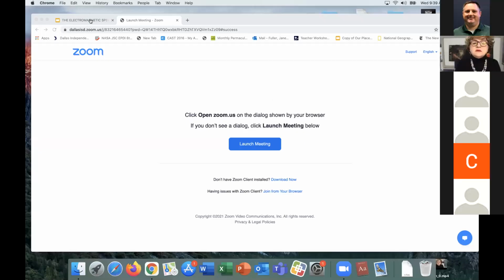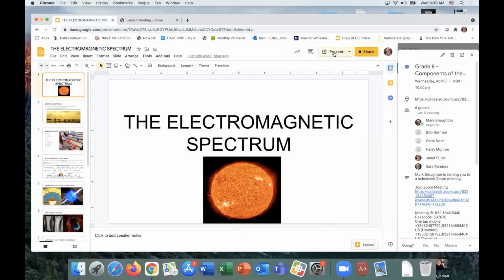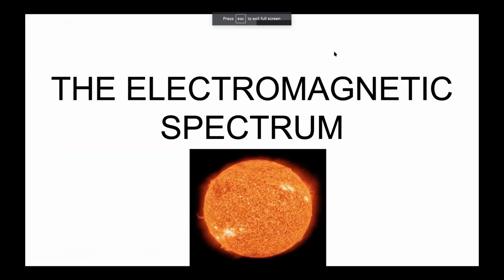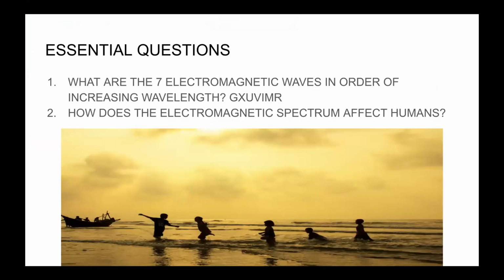And here we go. So the electromagnetic spectrum, and there's our lovely sun that the other teachers have been talking about. So let's look at a couple of essential questions. Number one states, what are the 7 electromagnetic waves in order of increasing wavelength? And there's a little list of their first letters right there, GXU, VI, MR. And number 2, how does the electromagnetic spectrum affect humans?